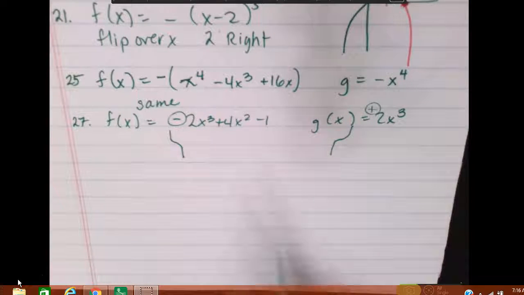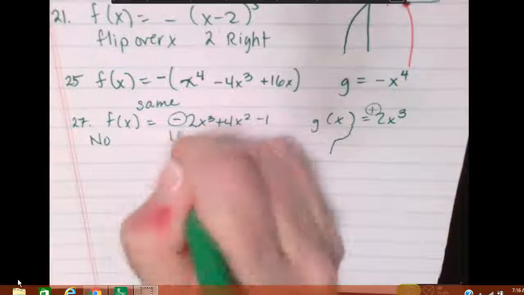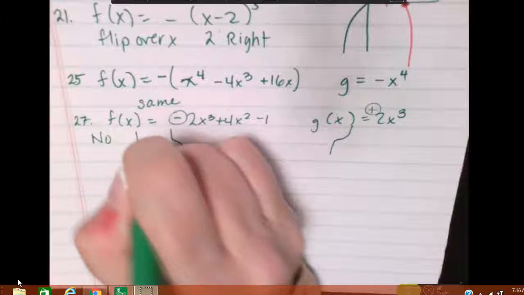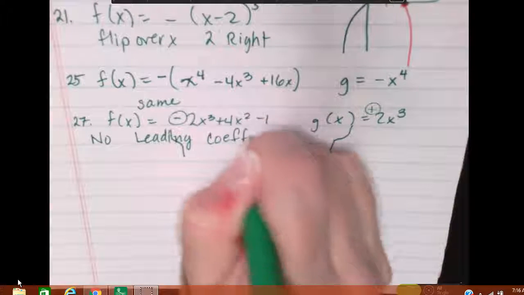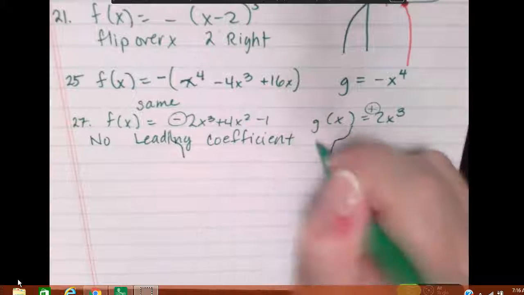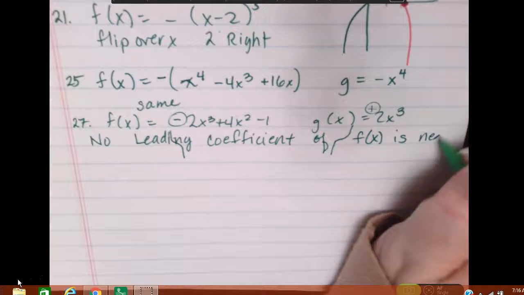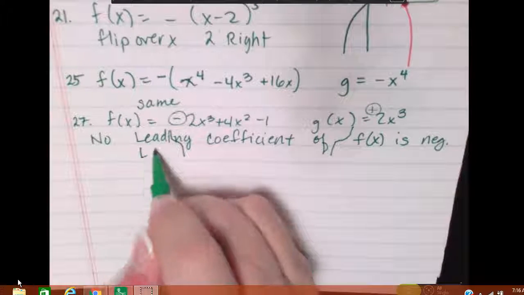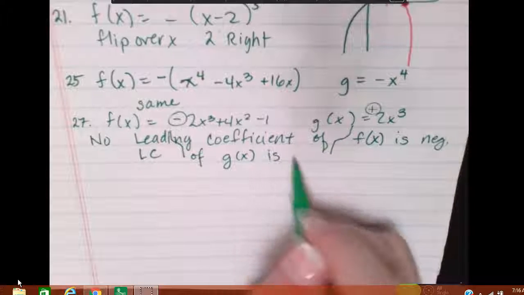Do they have the same end behavior? To answer the question, no they don't. Why or why not? Because of the leading coefficient test. The leading coefficient of f of x is negative, and the leading coefficient of g of x is positive.